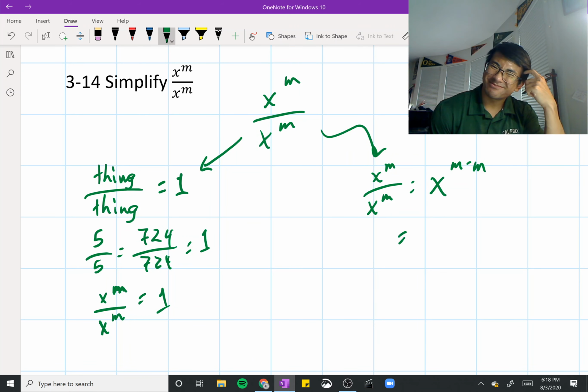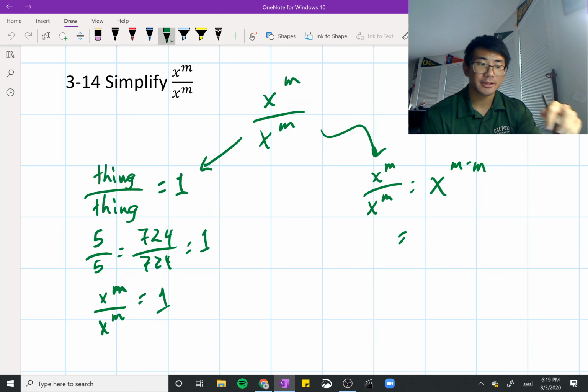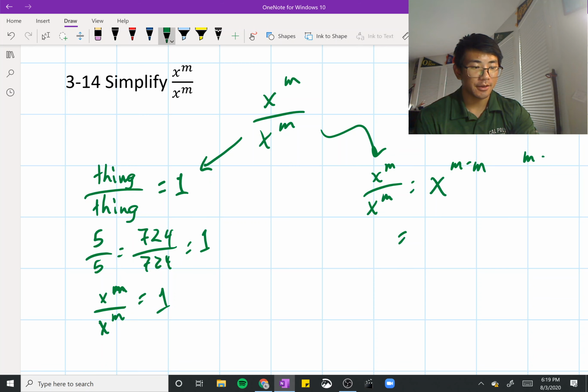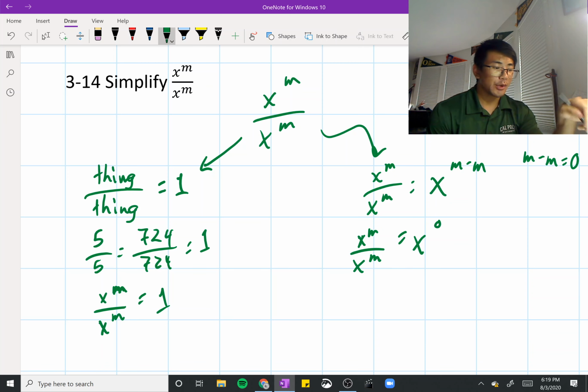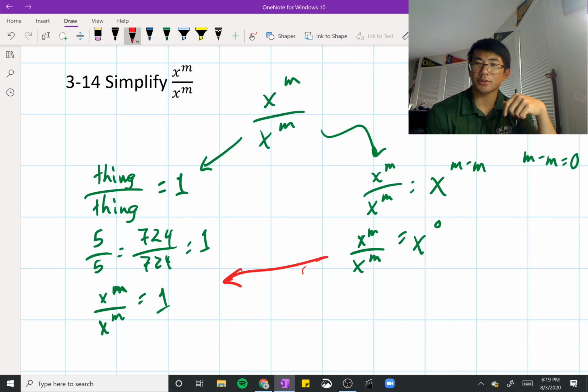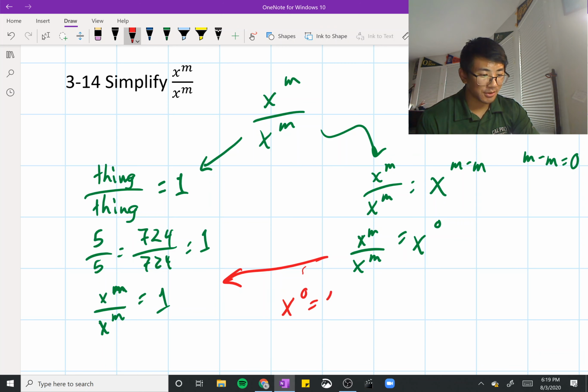It's just now, m minus m, a number minus itself, is equal to 0, right? And so x to the m minus m is x to the 0. And so x to the m over x to the m is equal to x to the 0. But we also said over here that's equal to 1. And so this draws us to the conclusion that x to the 0 is actually equal to 1.